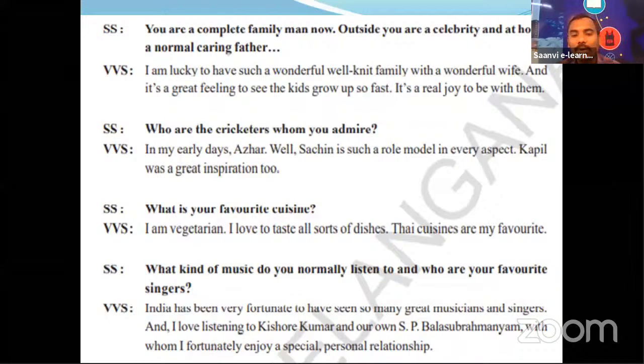And the next, what is your favorite cuisine? What sort of food do you like? What cooking style do you like? "I am vegetarian." So VVS Lakshman is a vegetarian. He doesn't eat non-veg. He loves to taste all sorts of dishes. "Thai cuisines are my favorite." Thai cuisine, it means Thailand style of cooking, the preparation made in Thailand, is his favorite. He likes those kinds of foods very much.